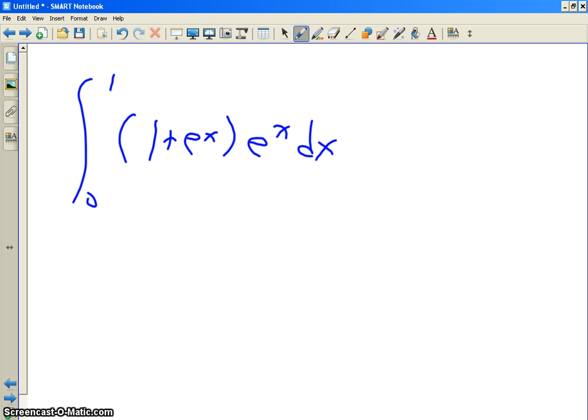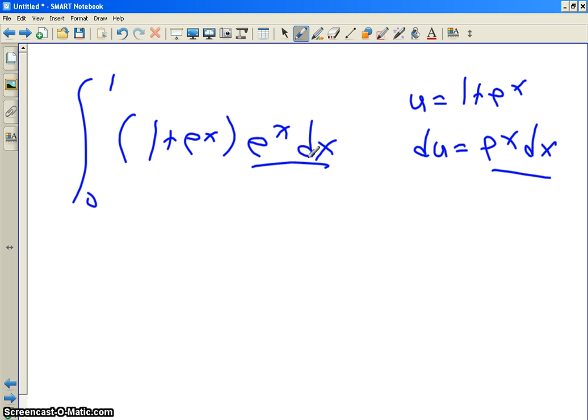Okay, let's do it. Who's u? 1 plus e to the x. Why? Because if u is 1 plus e to the x, du is e to the x dx, and so it's a straight u sub. This is already u du. How do you integrate u du? Just u squared over 2, just like x dx. How do you integrate x dx? X squared over 2, right?